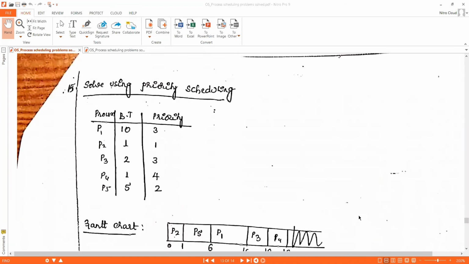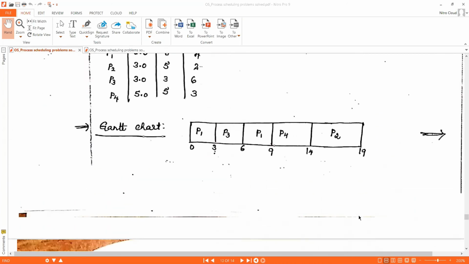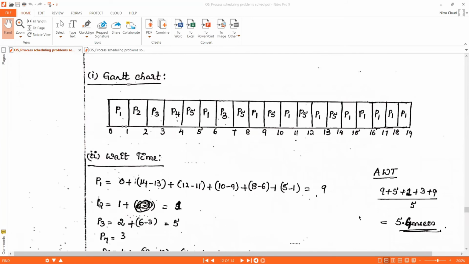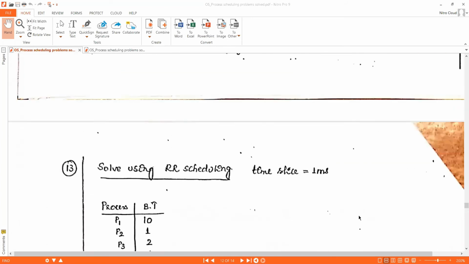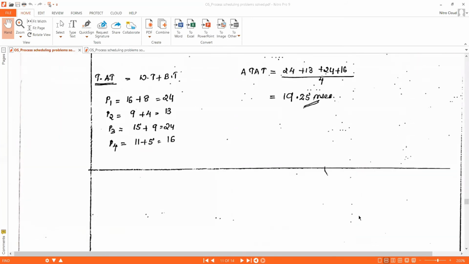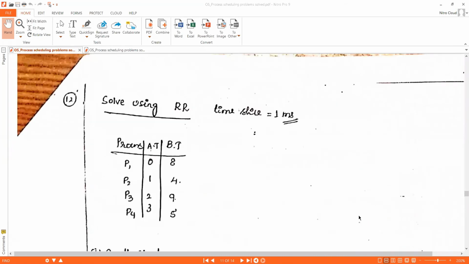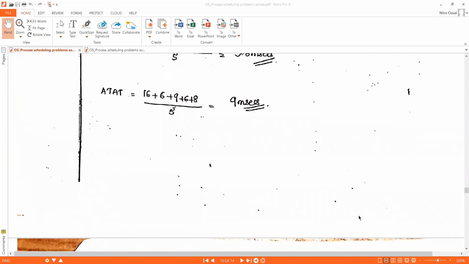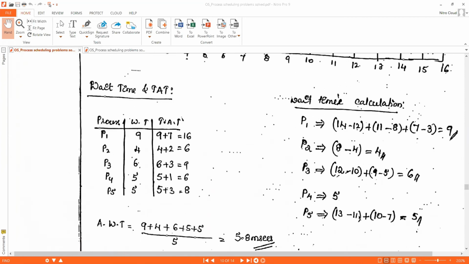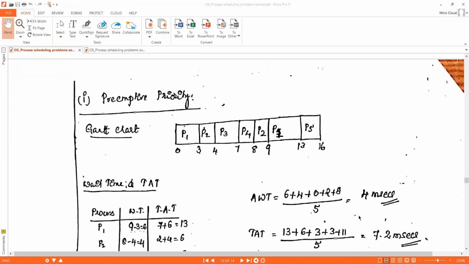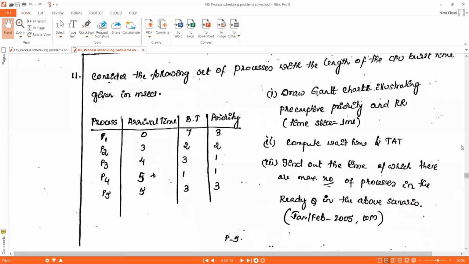Okay, now we'll solve another problem using preemptive priority scheduling. And the same problem we will solve with round robin scheduling also. Yeah, take down this problem.